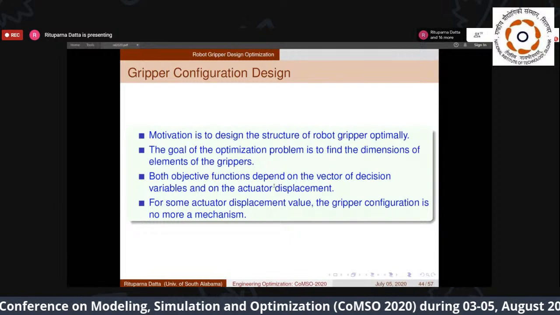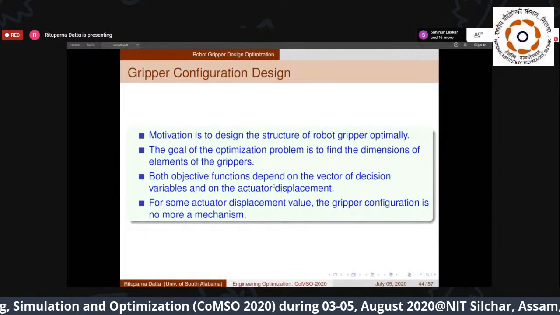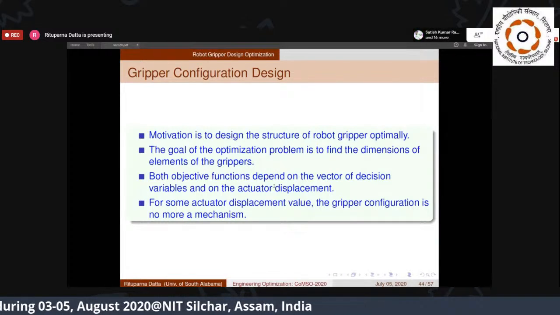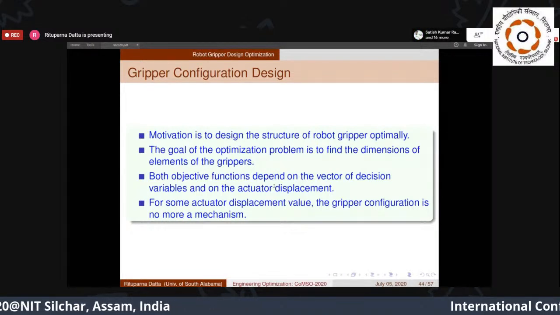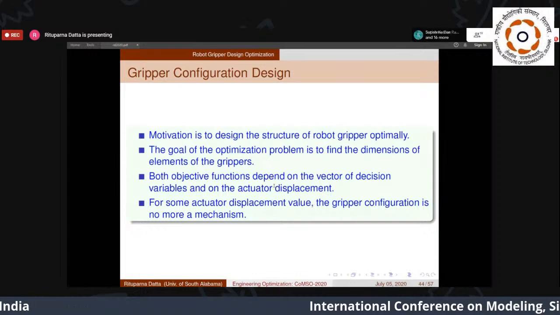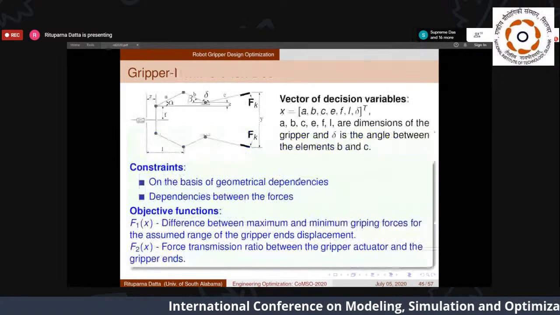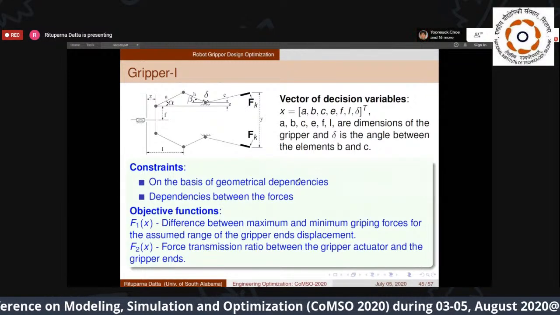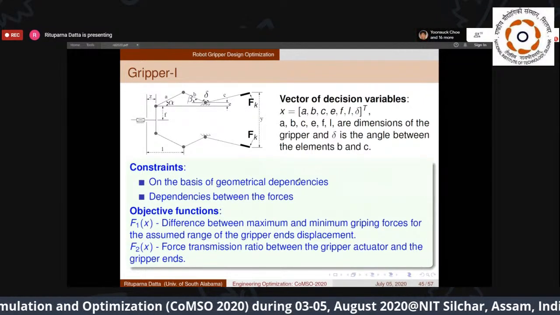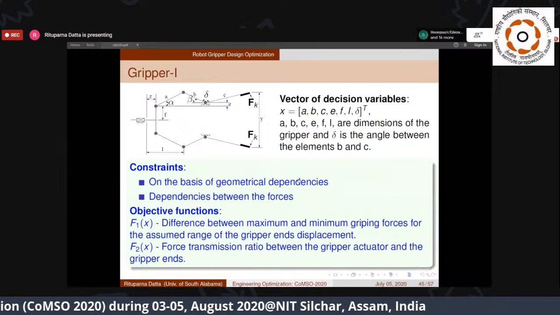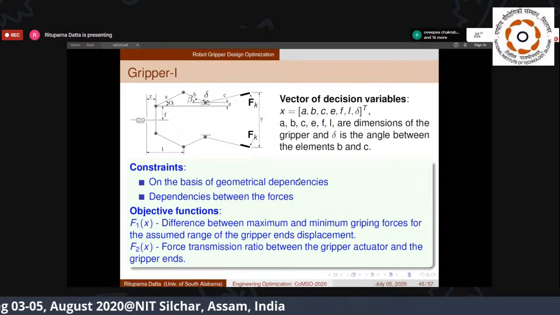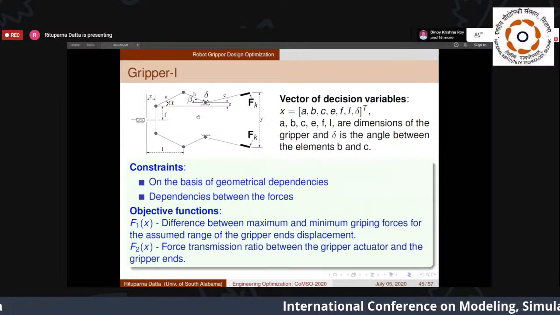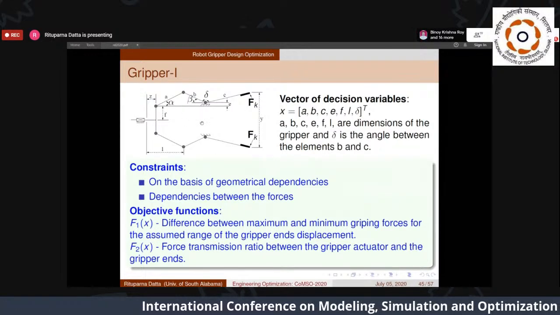On the other hand, I may miss some of the configuration. But if I move the actuator very slow, then computation time is increased. And we have also seen that for some configuration of the actuator, or some value of the actuator displacement, the mechanism doesn't exist. There is a locking of the mechanism. Even the shape of the gripper doesn't exist in simulation. So this is one of the configurations.